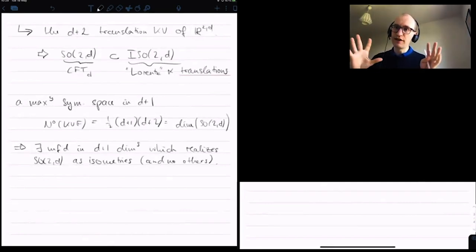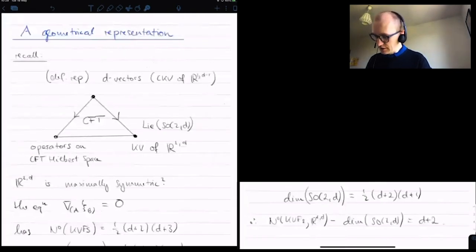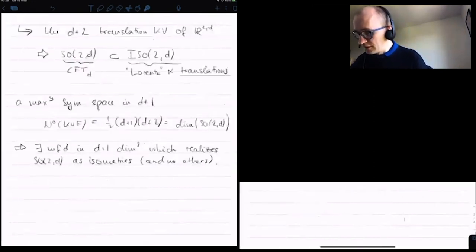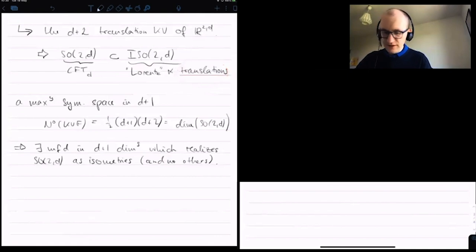So what we want to do is find some embedded manifold inside of R^{2,D}, which preserves all of the Lorentz group, but which breaks all of the translations, right? Because then what happens is that we preserve all the SO(2,D), which is in fact the CFT thing, and we have none of the extraneous translations. So this can actually be done quite easily.